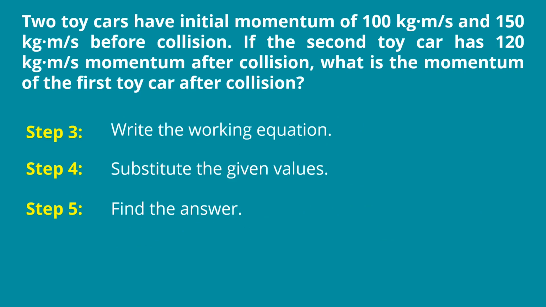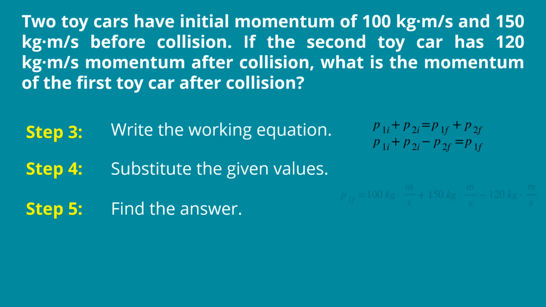Write the working equation. The sum of the first and second initial momentum is equal to the sum of first and second final momentum. To get the formula of our desired quantity, we need to transfer the second final momentum on the other side of the equation, wherein it will become first final momentum is equal to the sum of the first and second initial momentum minus second final momentum.